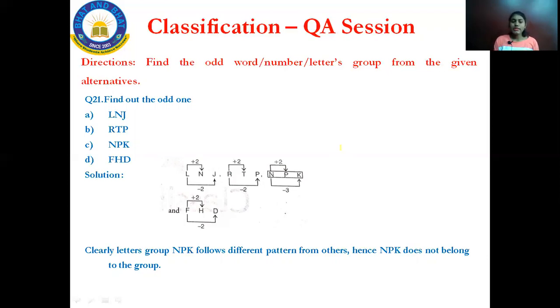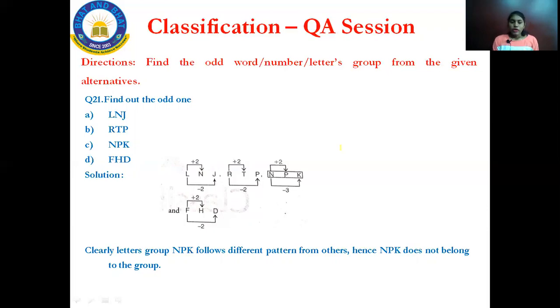I'll repeat once. Find out the odd one, and your options are LNJ, RTP, next NPK, and what is that? FHD. This is your options. How to solve this? See, write all the options. Okay, LNJ and then RTP and NPK.